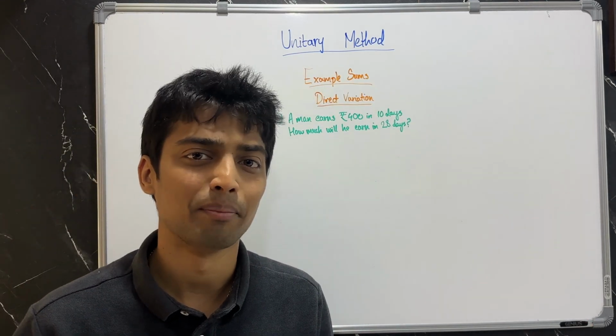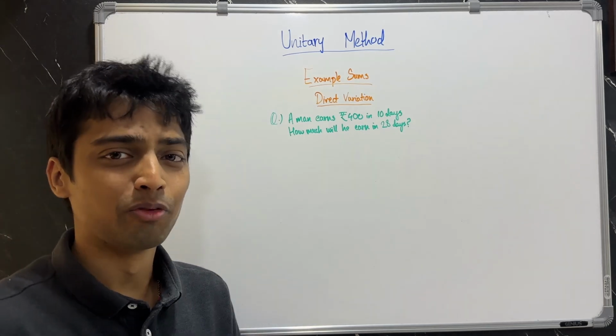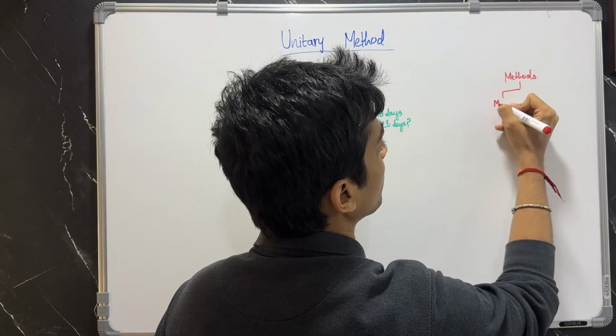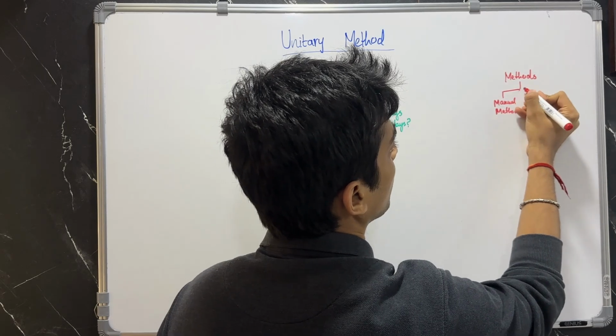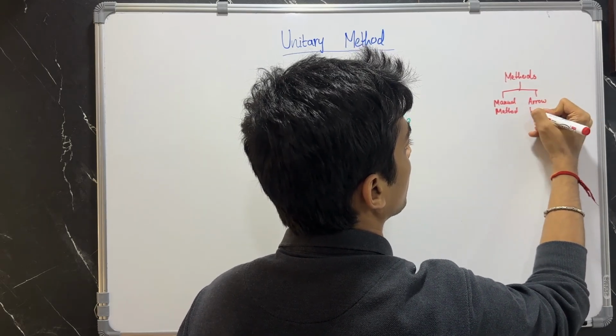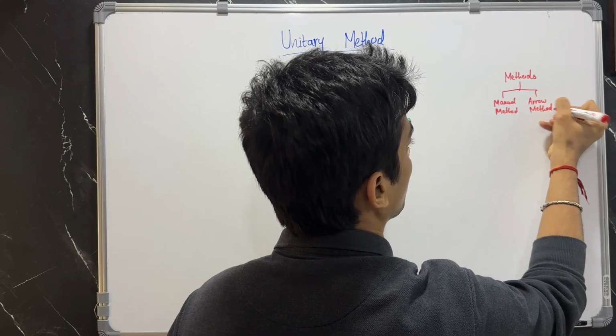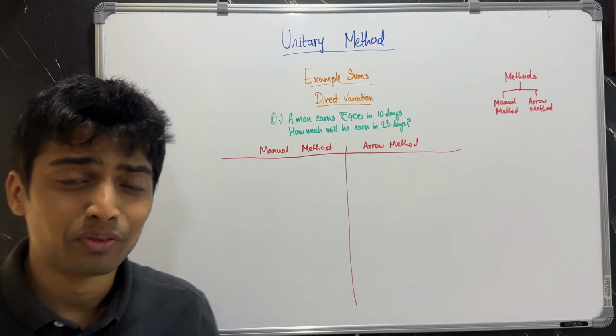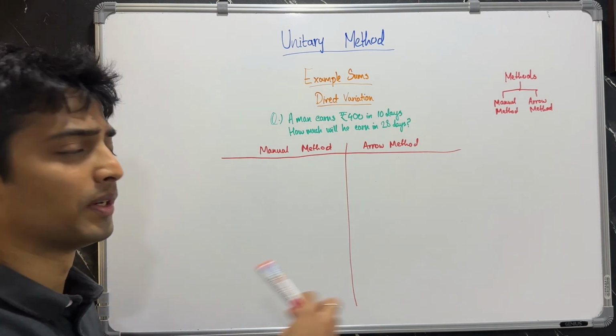Okay, let's look at some example sums for direct variation. Now before we start this, there are two methods to solve any sum. One is manual method, another is arrow method. We will solve the sum in both the methods. Let's start with the manual method. It is the same method which we have solved before.